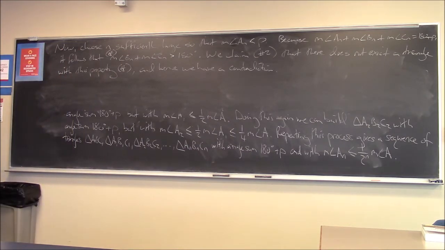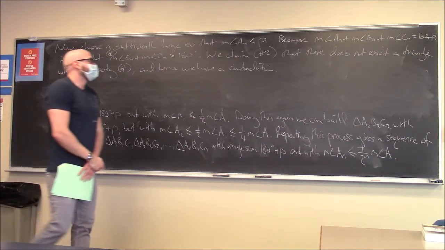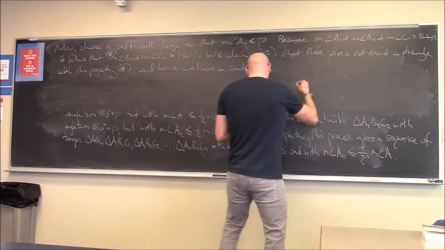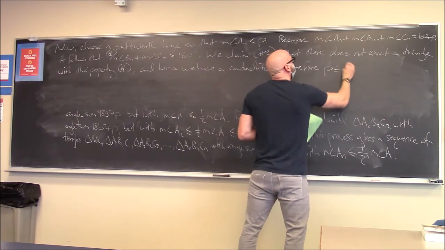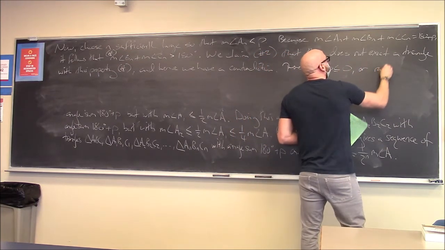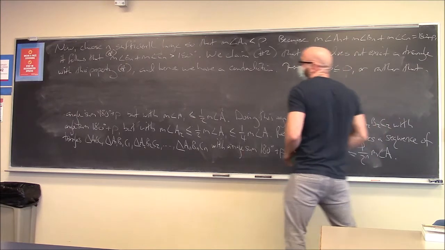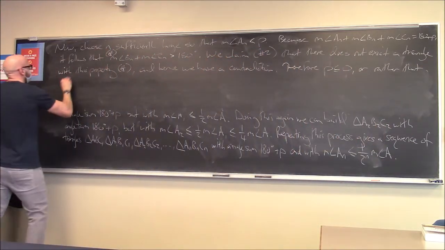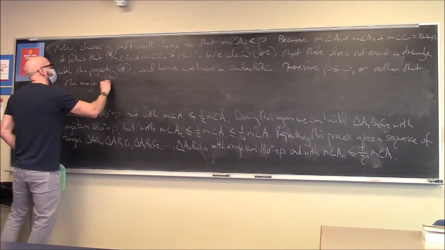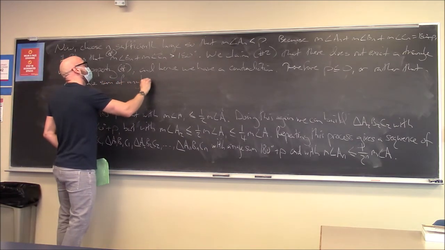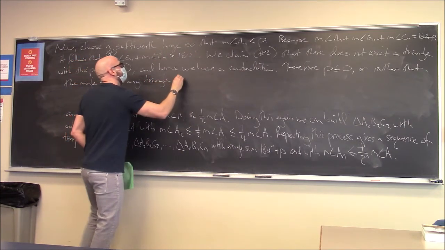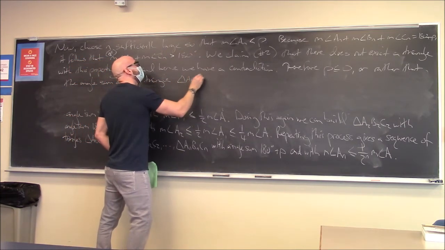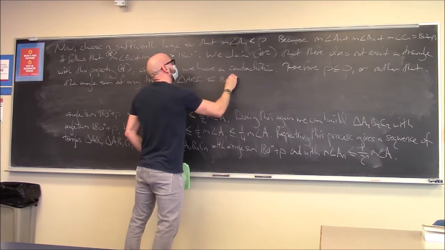How do we get a contradiction? We got a contradiction by assuming that such a triangle existed, that a triangle with angle sum larger than 180 existed. So therefore P must be less than or equal to 0, or rather that the angle sum of any triangle ABC is less than or equal to 180 degrees.